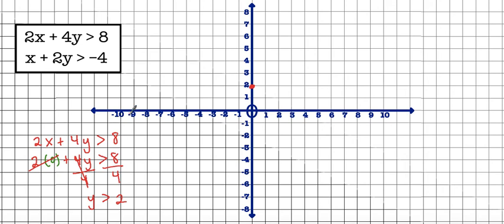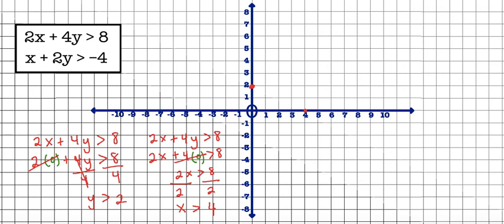And now we have to find our x-intercept. And instead of substituting x for 0, we're going to substitute y for 0. And again, 4 times 0 is just 0, so that cancels out. We're left with 2x is greater than 8. And in order to get x by itself, we have to divide both sides by 2. So x is greater than 8 divided by 2 is 4. So our x-intercept is 4.